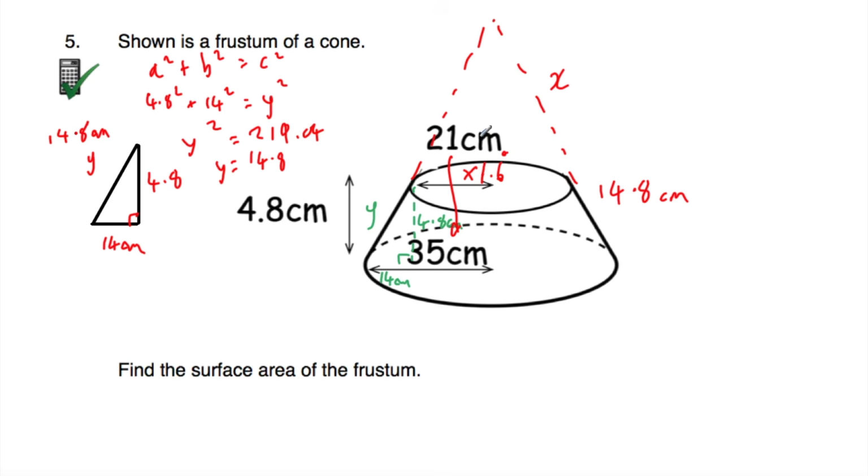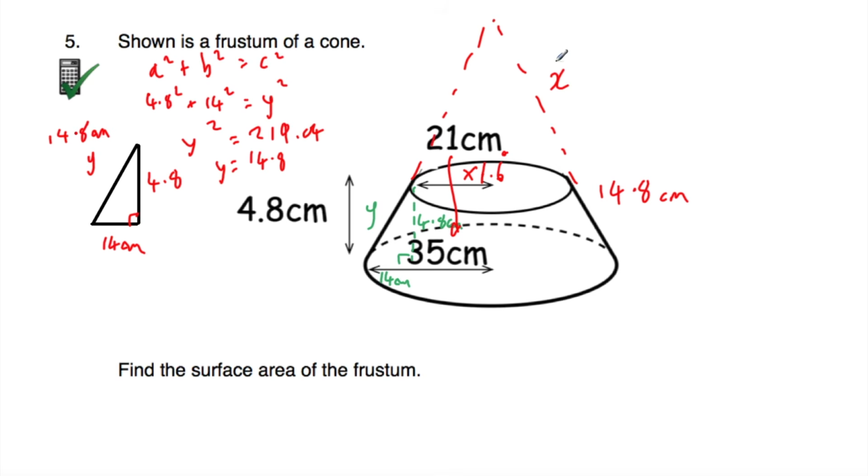So if you multiply the length of the radius of that smaller cone by 1.6 recurring, the scale factor of enlargement, you get the 35 centimeters, the radius of that larger cone. So what that means is that if we multiply this x, the slant height of the smaller cone, by 1.6 recurring, that'll give us a slant height for the whole larger cone.